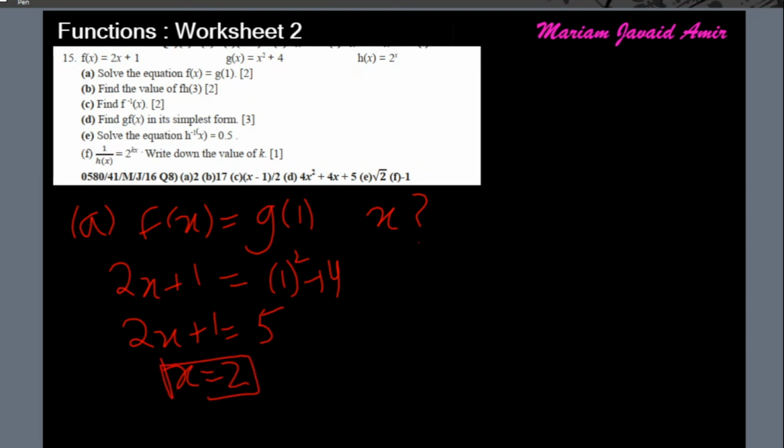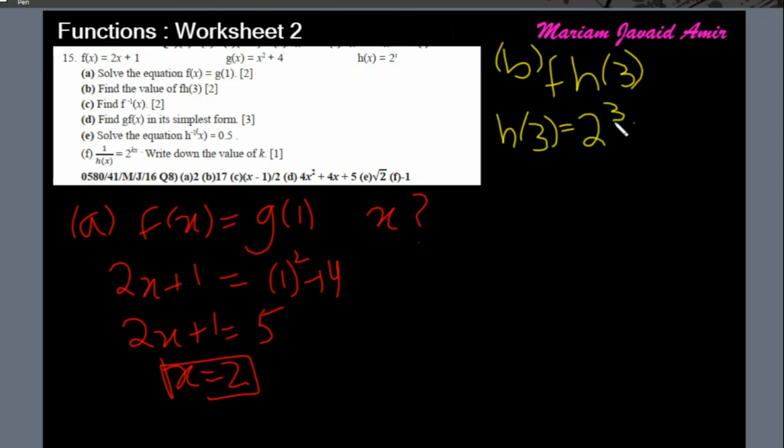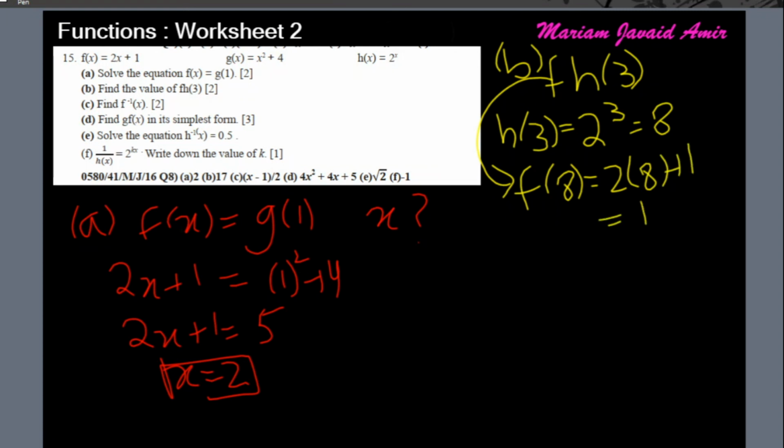Part B, find fh3. So find h3 first. So that would be in h(x) replace x with 3. So we get 8. So we actually need f8. For that, in f(x) replace x with 8. So 2x plus 1, we get 17.